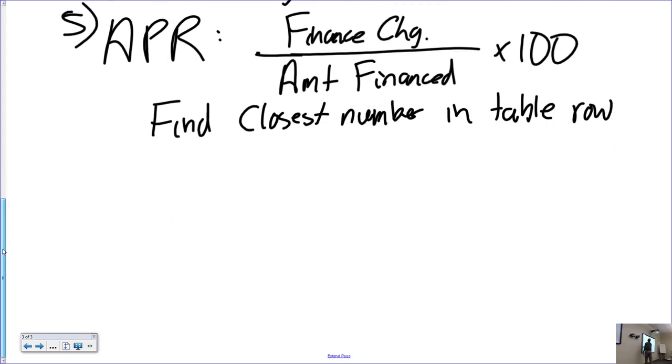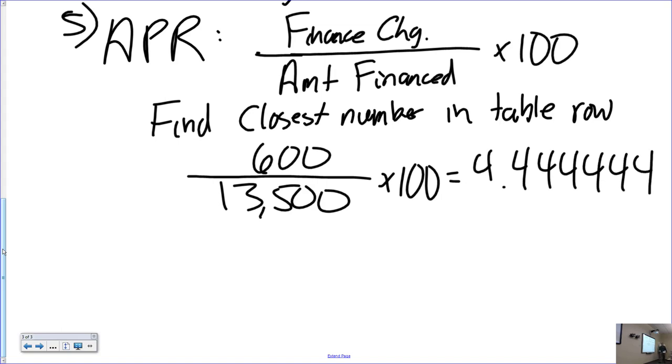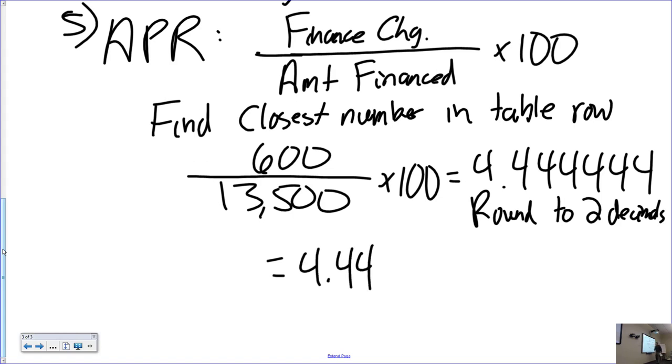All right, so in this case, what was our finance charge? $600. How much did we finance? $13,500. So get out your calculators, take 600, divide by 13,500, then don't forget to multiply by 100. 4.444444444. Note, folks, if you look on the table, what do all the numbers get rounded to? Two decimals. You will do the same thing here, okay? Round to two decimals. So this is essentially 4.44, all right?